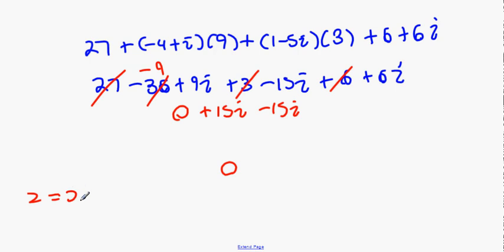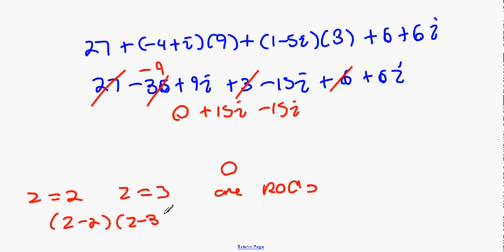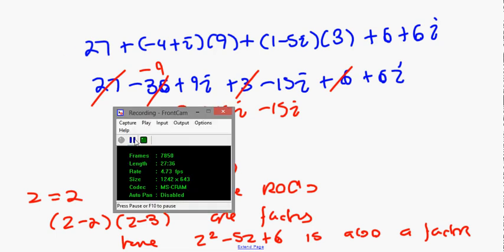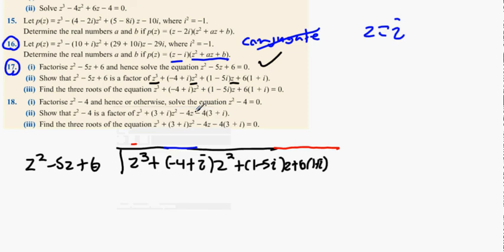So z equals 2, z equals 3 are roots. Z minus 2, z minus 3 are factors. Hence, z squared minus 5z plus 6 is also a factor. So that is the other way of doing the question.